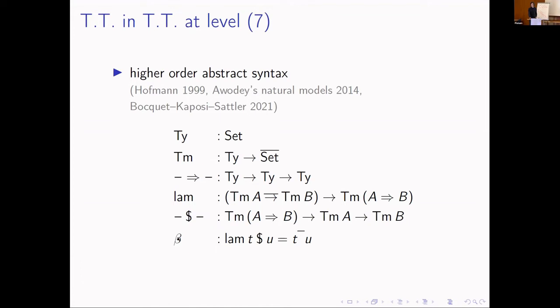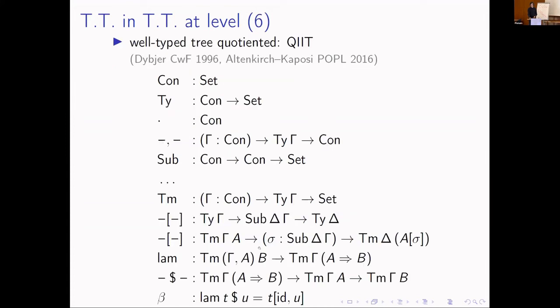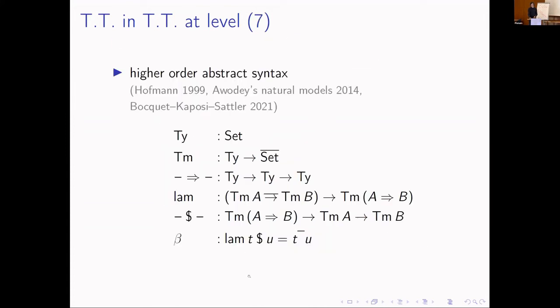And the beta rule, the left-hand side of the beta rule looks the same as before. So lam t applied to u, while the right-hand side uses meta-theoretic application, but that's also the barred application because this is a barred function. So I need to use the barred space operation, which is the barred application.